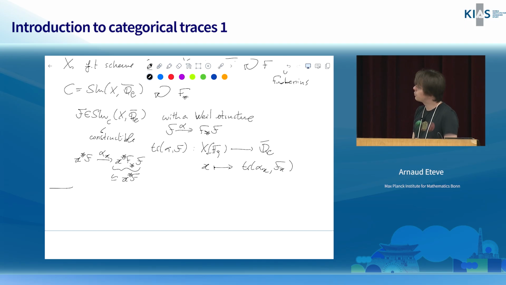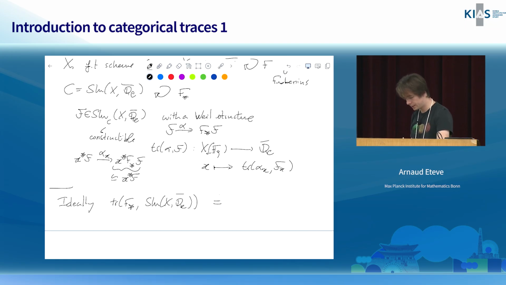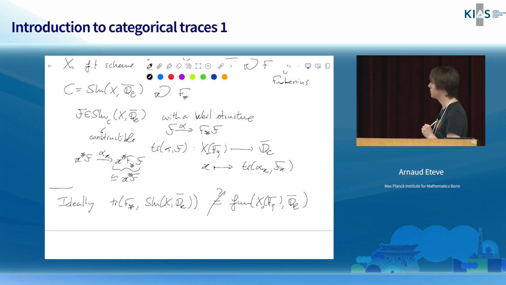So naively, what you would want to say is, okay, ideally, the trace of f lower star on sheaves on X_0 QL bar is just the space of functions on X(Fq) valued in QL. Thank you. So I don't know if it's true, and I think it's very, very false. And that boils down to categorical Künneth formulas being wrong.